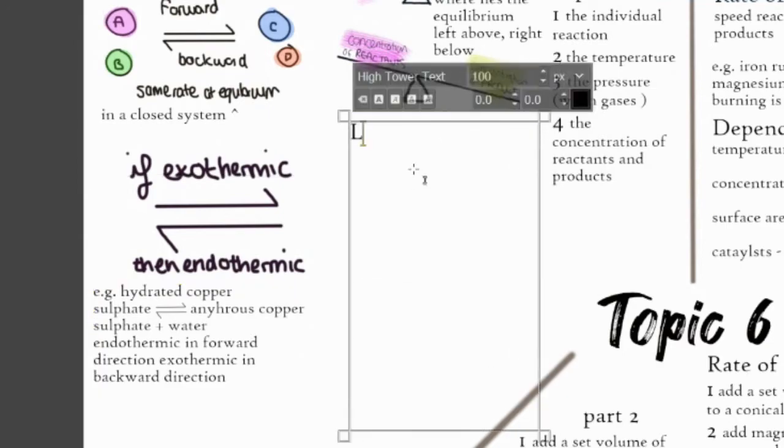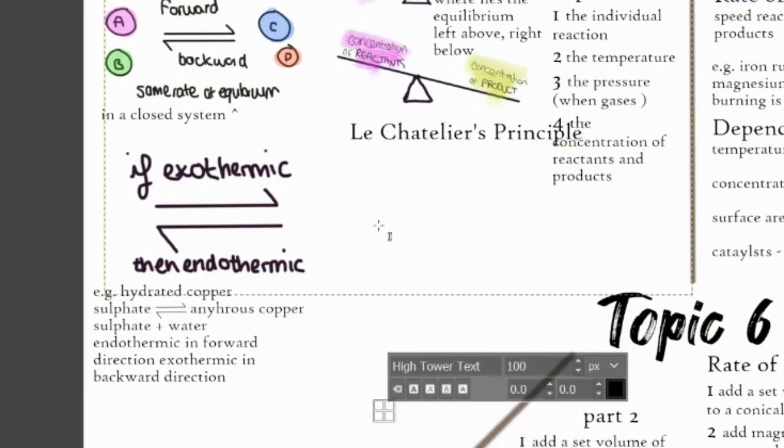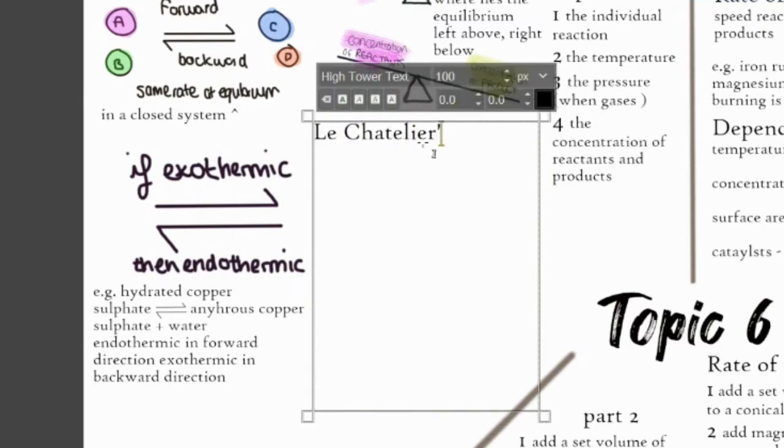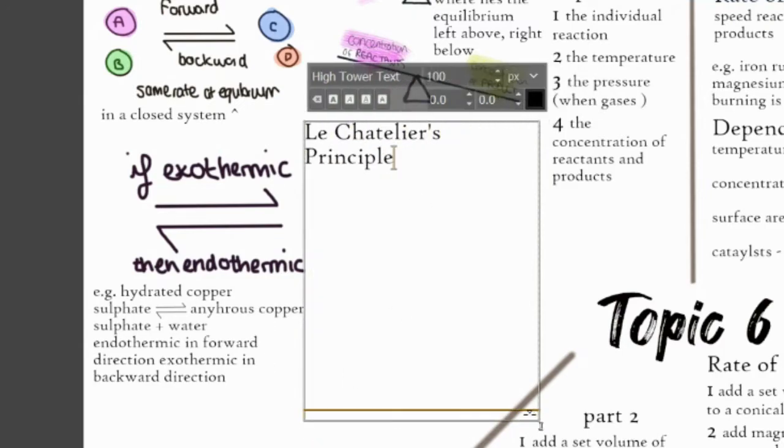Le Chatelier's principle is that if you try to change the conditions in a reversible reaction at equilibrium, the system will try to counteract the change. It can be used to predict any changes you make to a reaction system.